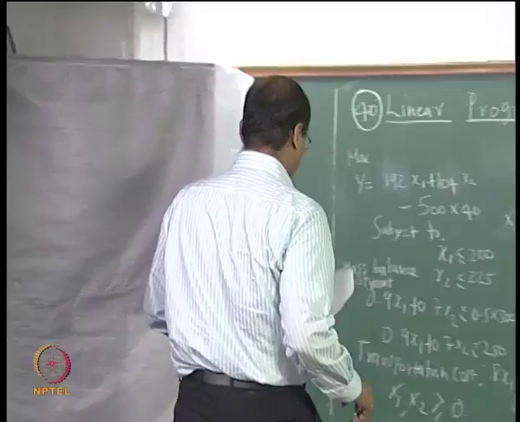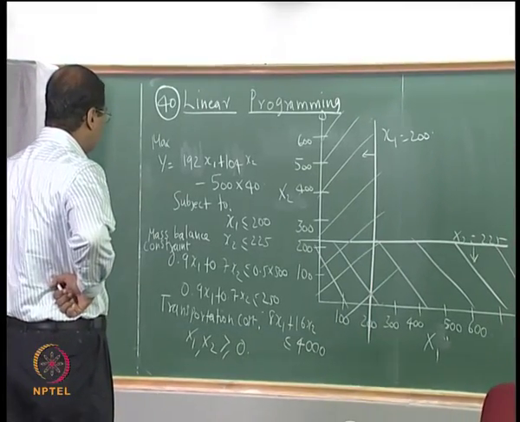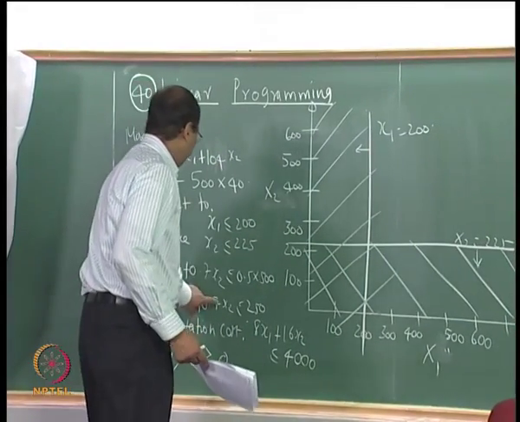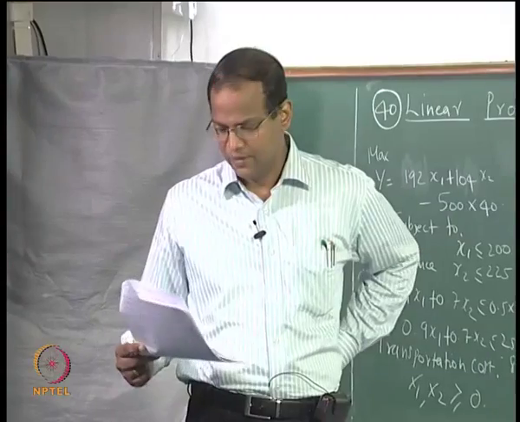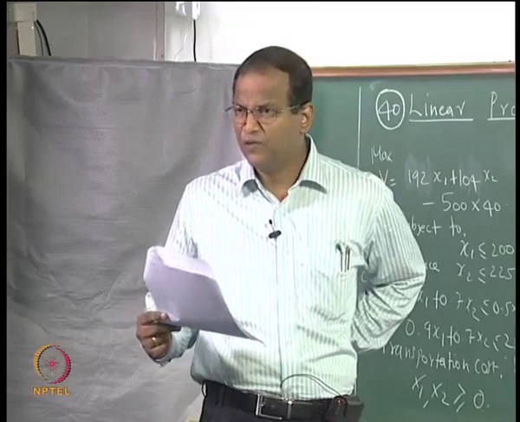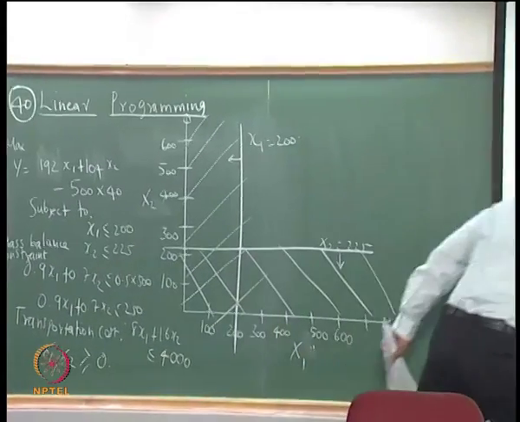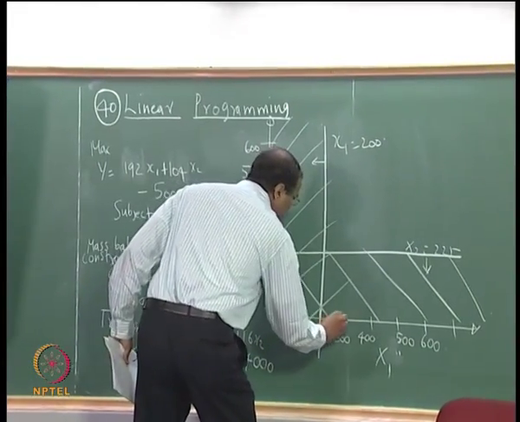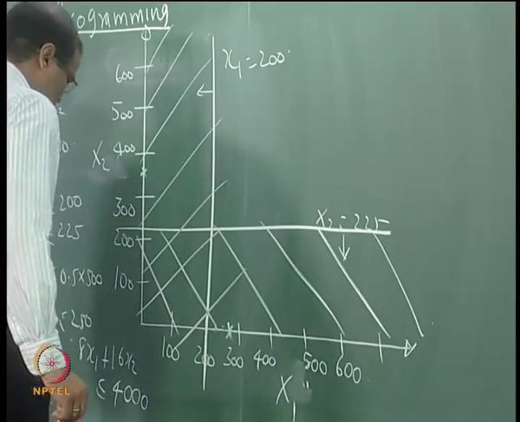Now we have to put in the other constraints. So 0.9 x1 plus 0.7 x2 is less than or equal to 250. Can you plot that? Where does it cut the x axis? We worked it out in one of the earlier classes, right? Tell me. 250, 277, and for x2, 357. Now we will use the same scale.